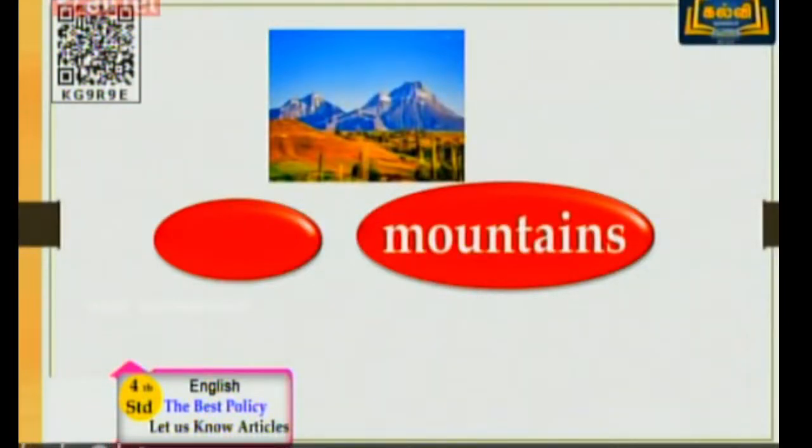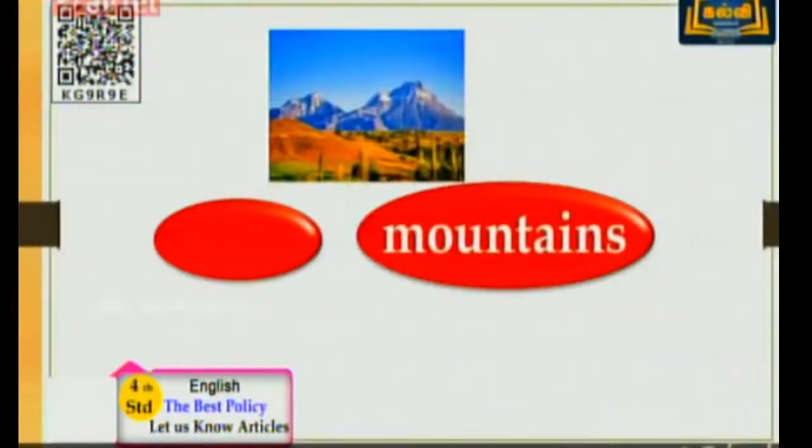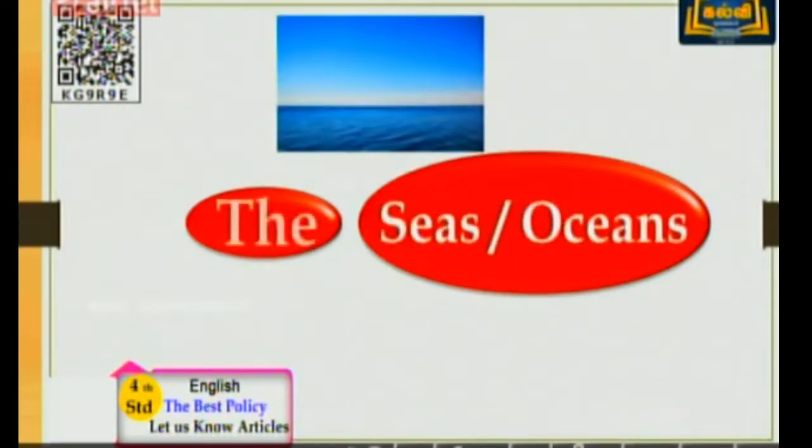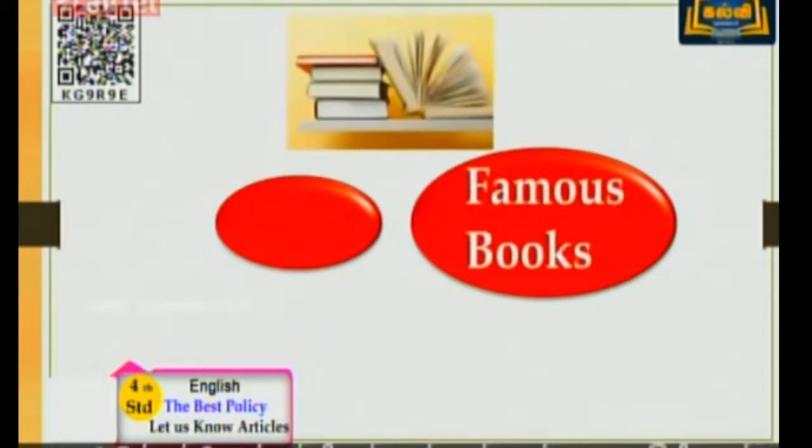So is it a mountain or an mountain? I told you before, for the particular things and unique things, we have to use the article the: the mountains, the rivers, the lakes, the waterfalls, the seas and the oceans, the Pacific Ocean, the Arabian Sea, and for the famous books like the Tirukural, the Bharadiyar books, Kavidigal, like that.